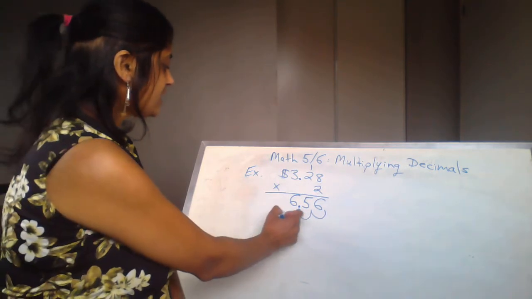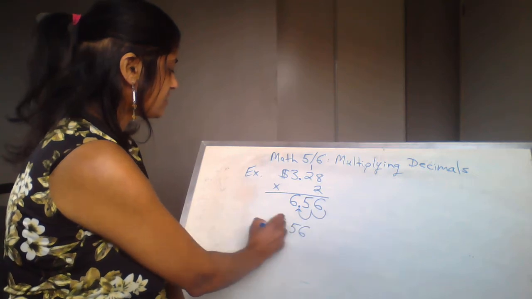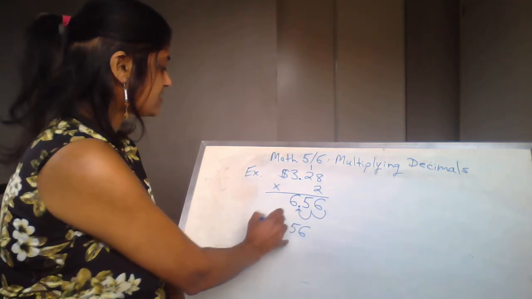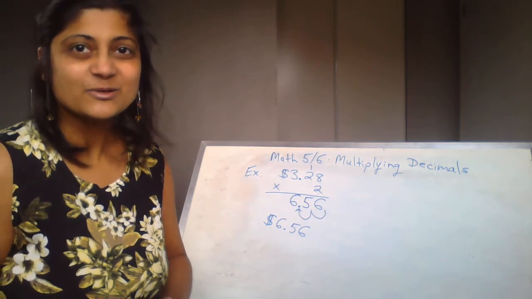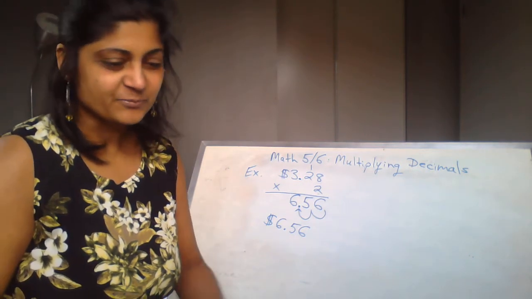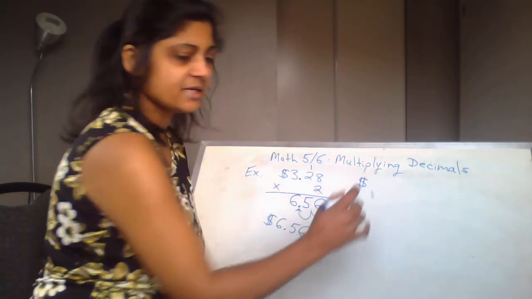And so the final answer is basically 6.56, okay? Or $6.56. Okay, everyone sees that? Are there any questions? Okay, that looks good. Let's try one more example here, okay? And we're still going to just use a money example.